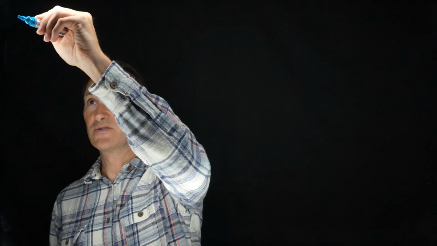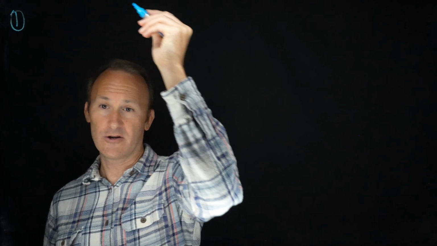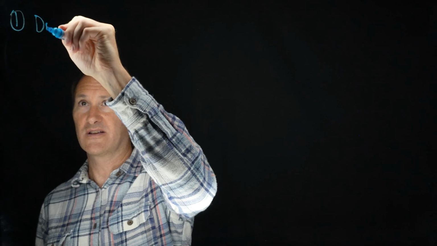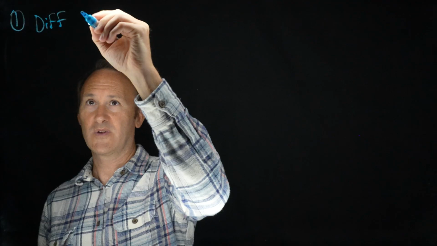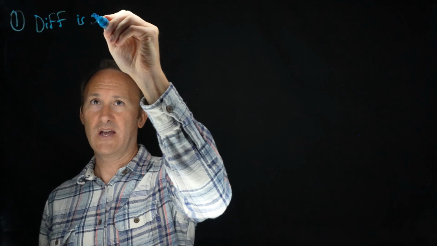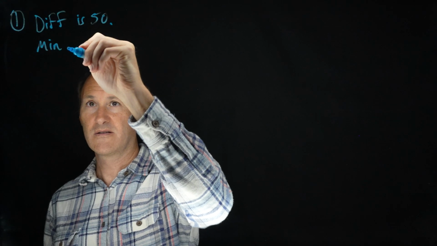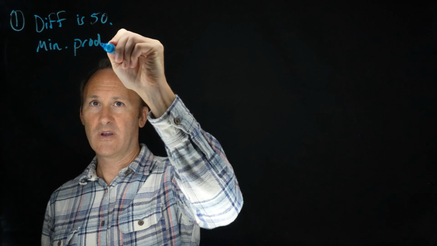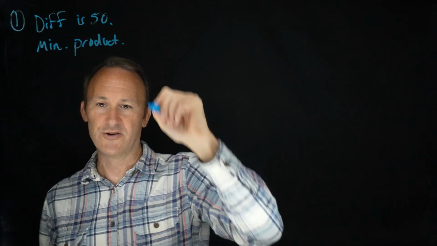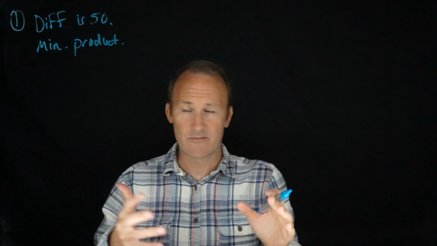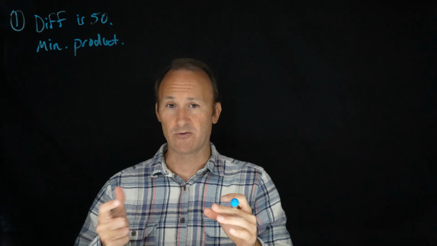Let's take a look at some optimization problems. So number one, consider the following. We have two numbers, and their difference is 50. What we want to do is minimize the product. What we need to do is write down a couple of equations and then figure out how to use calculus to get the right answer.